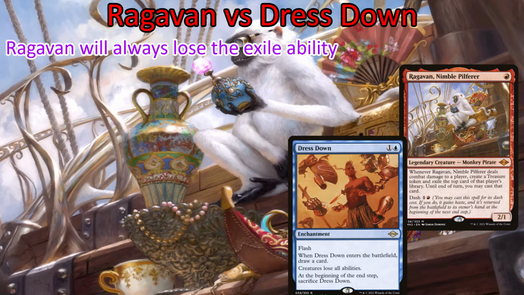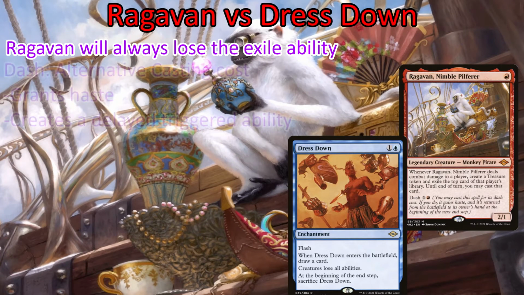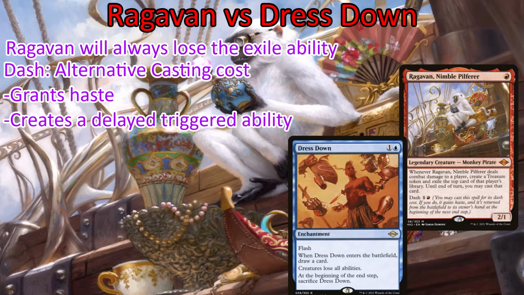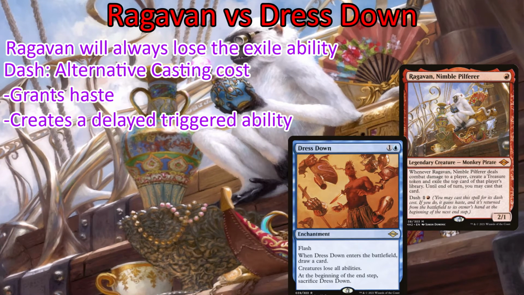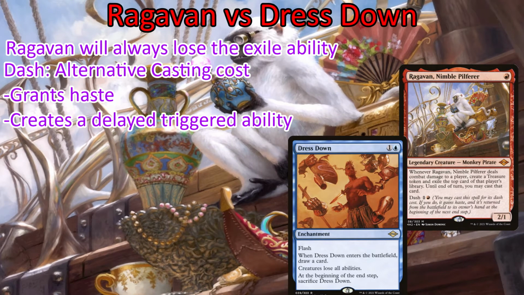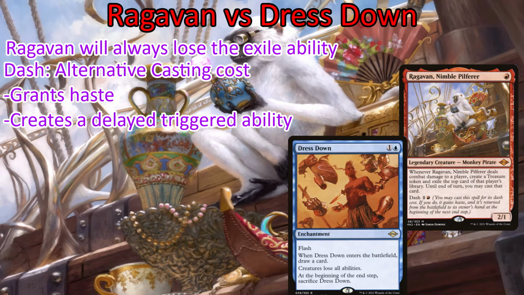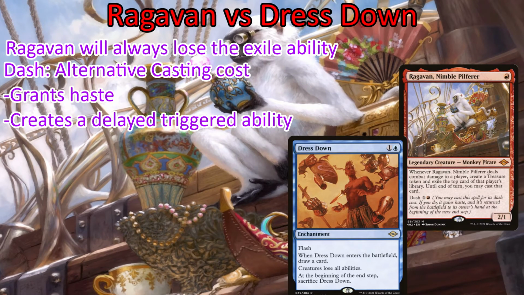And the delayed triggered ability says that if we pay the dash cost, we return that spell to our hand, or to its owner's hand, at the beginning of the next end step. And the other ability that it gives the creature is that as long as the dash cost was paid, it has haste. So with all that covered about dash, let's see the interaction.